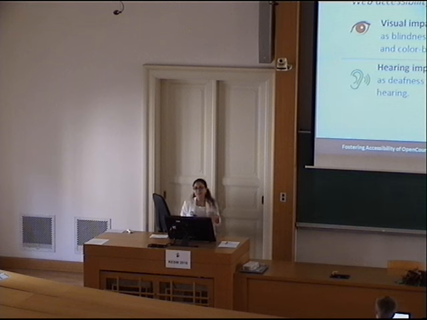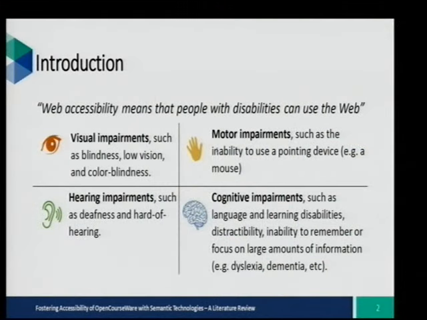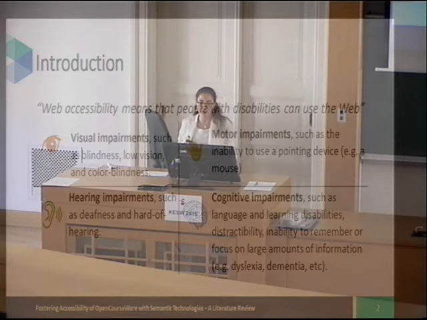The fourth one is the cognitive impairments, which are related to things like dyslexia and learning disabilities. I don't know if you have an idea about this, but for example, there are some people who cannot read very long paragraphs, or see characters upside down, and these are some kinds of learning disabilities. Alzheimer's and autism, all these are cognitive impairments.